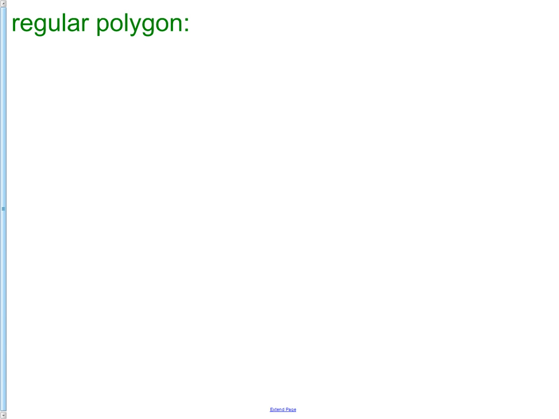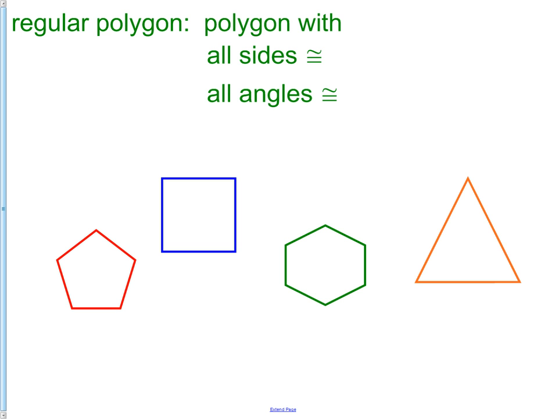Next is a regular polygon. A regular polygon is a polygon with all sides congruent and all angles congruent. Do you remember what congruent means? If you were thinking same shape, same size, then you're correct.